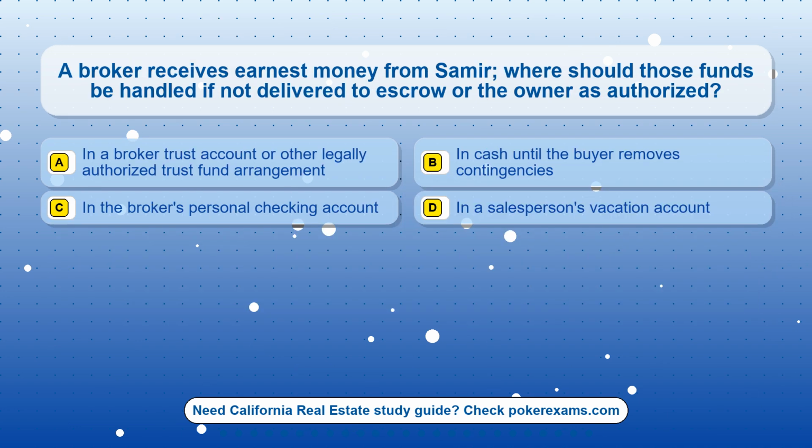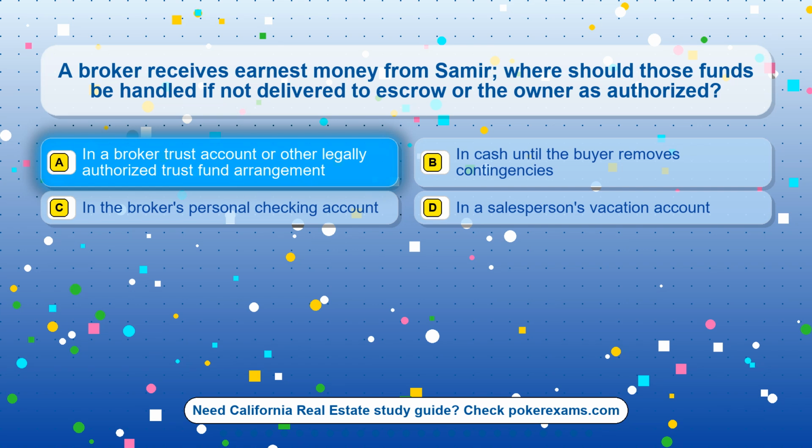Question 10. A broker receives earnest money from Samir. Where should those funds be handled if not delivered to escrow or the owner is authorized? Option A. In a broker trust account or other legally authorized trust fund arrangement. Option B. In cash until the buyer removes contingencies. Option C. In the broker's personal checking account. Option D. In a salesperson's vacation account.